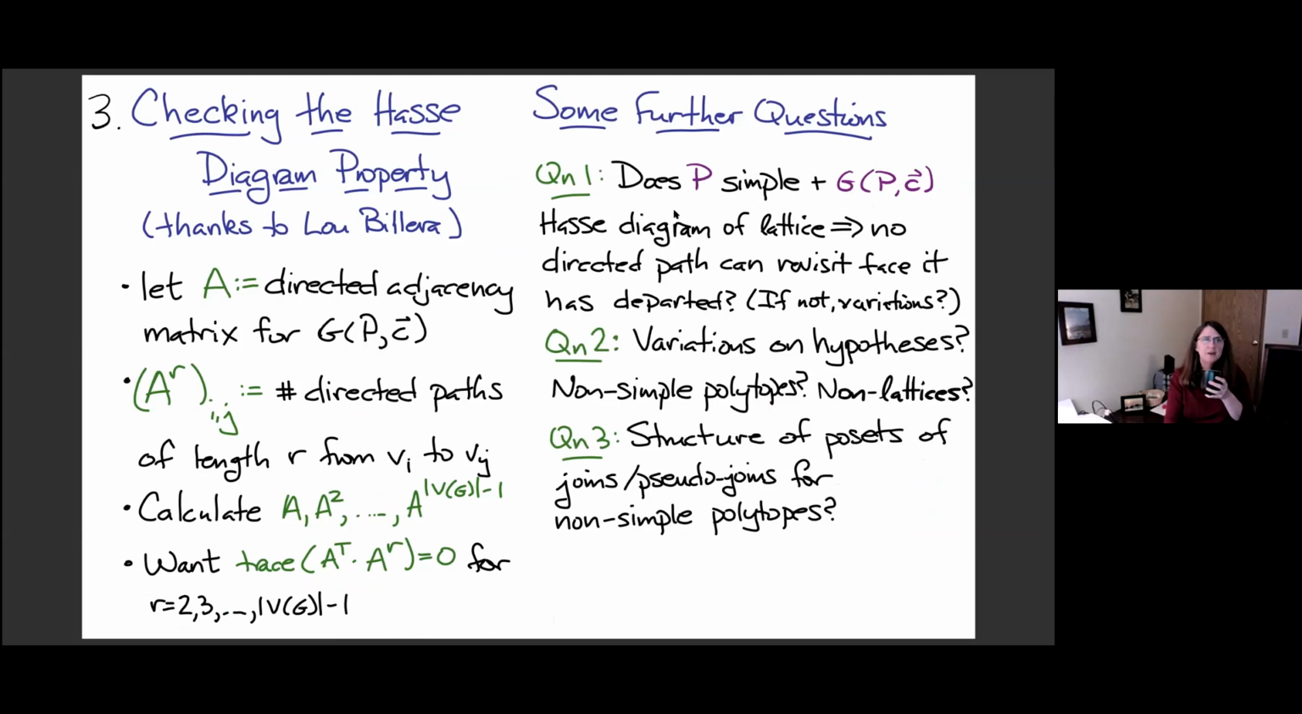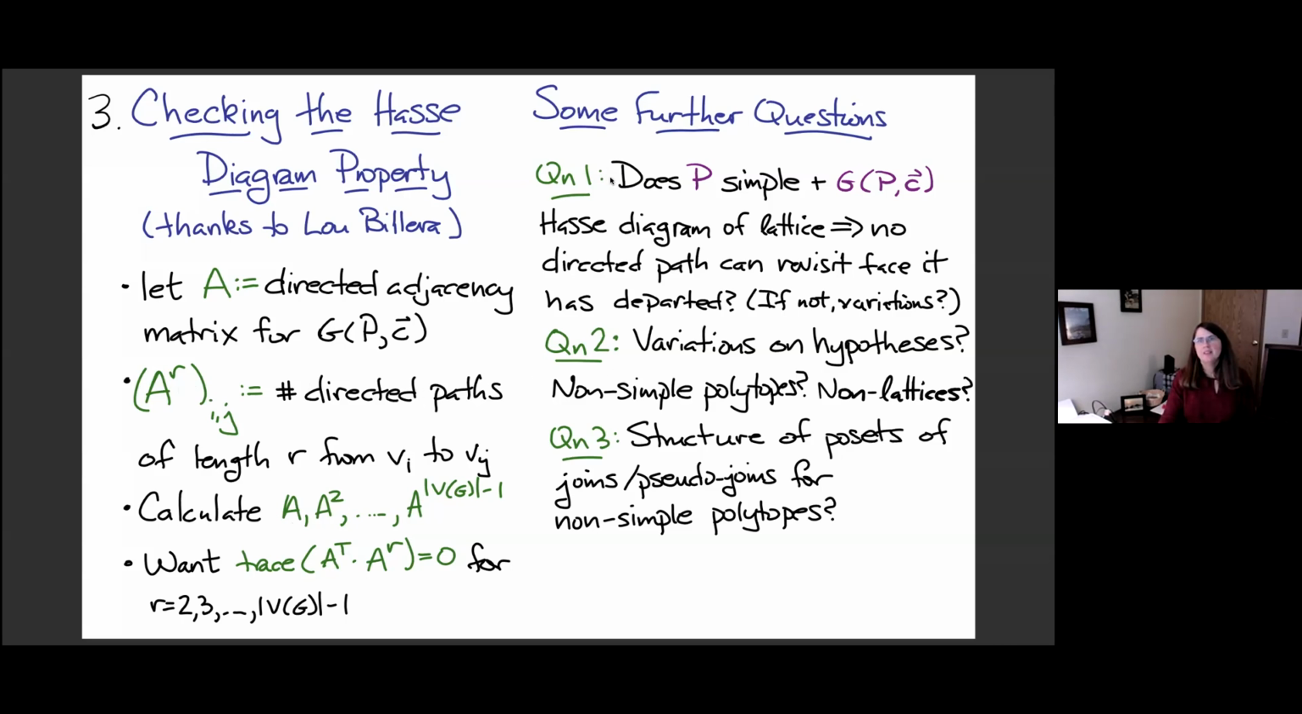One obvious, nagging question is how easy is it to check this Hasse diagram property? And I was chatting with Lou Billera about that. This doesn't mean it's easy by any means, but you could look at the directed adjacency matrix and raise it to the rth power, and you can express this in terms of some linear algebra data then.